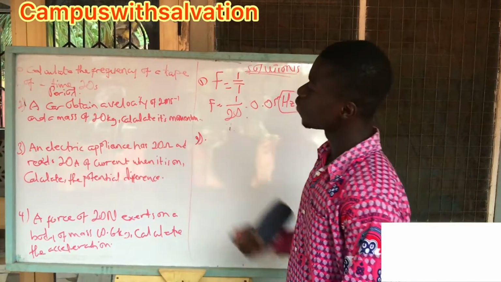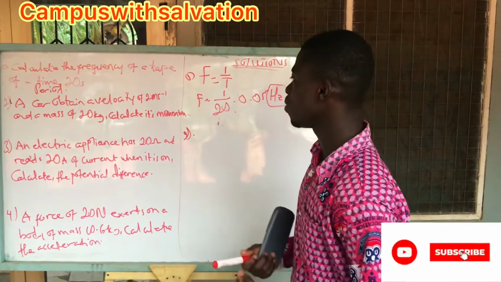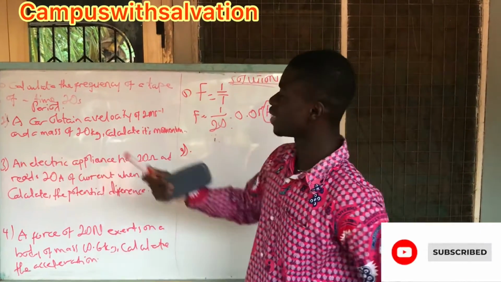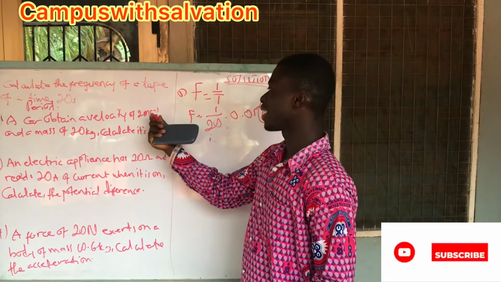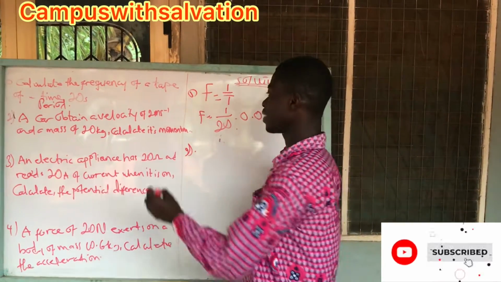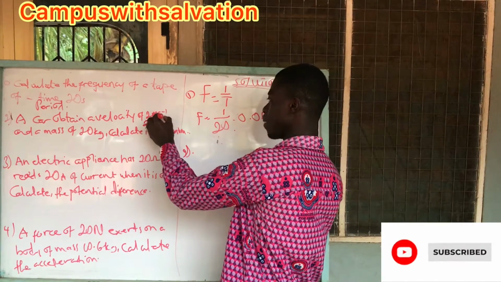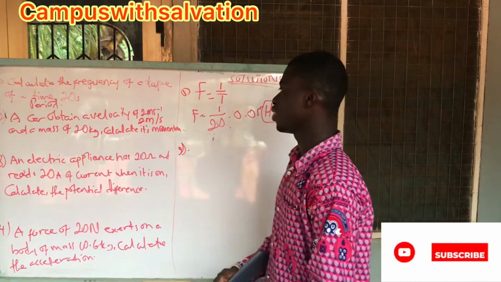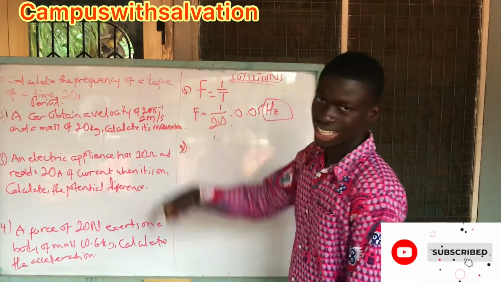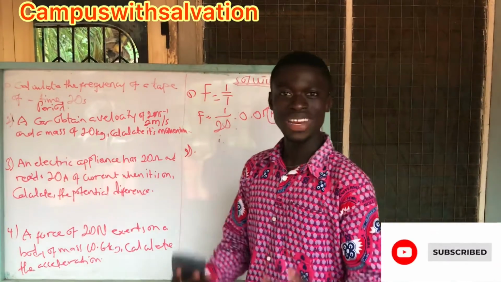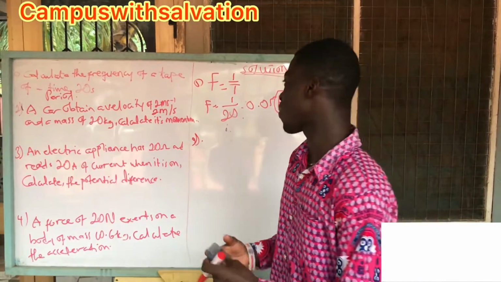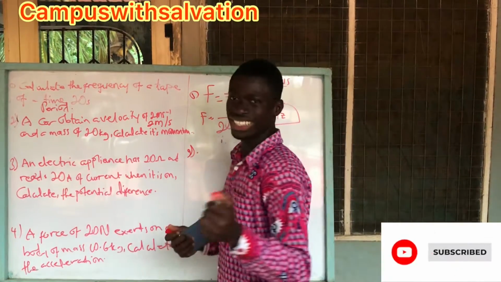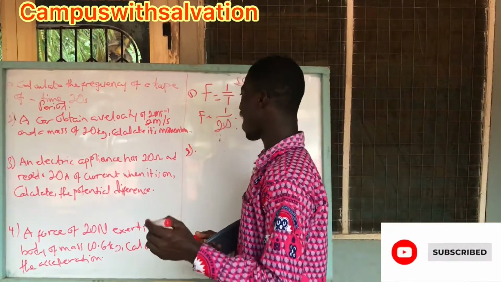A car obtained a velocity of 20 meters per second and a mass of 20 kilograms. This one is 20 meters per second, and this one is the mass. This 20 meters per second can also be written without bringing the per one here. So if you see it this way or that way, they are all the same, and it is talking about velocity. This thing is confusing most students.